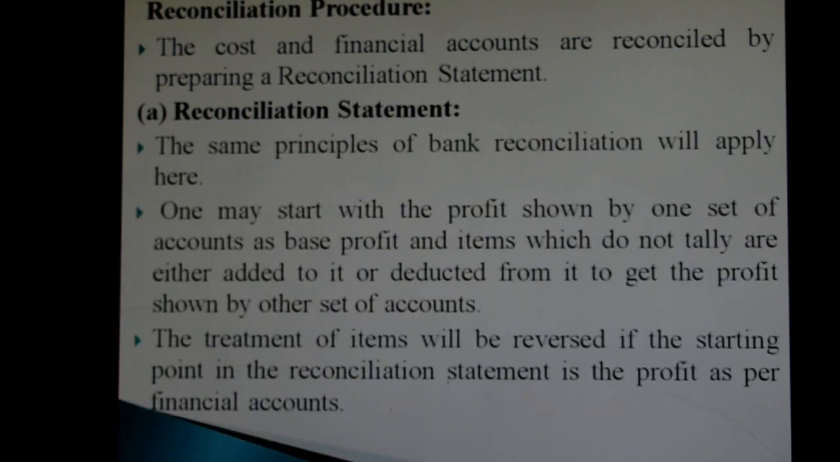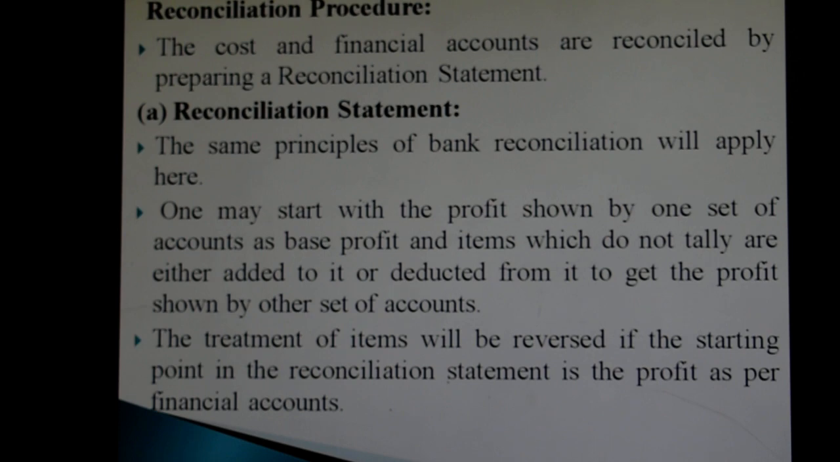Reconciliation procedure. By preparing a reconciliation statement, the cost and financial accounts are reconciled. The same procedure as the bank reconciliation statement is followed here also. Take one set of accounts' profit as the base. Then add or deduct the items which do not tally, to get the profit of the other set of accounts. Here, one set of accounts means cost accounts, and the other set of accounts means financial accounts.